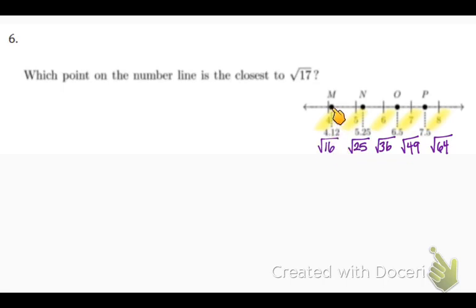So if you look at these numbers, they have 1, 2, 3, 4 numbers that they have written here on the number line. Of these 4 numbers, 7.5, 6.5, 5.25, and 4.12, the one that is closest to the square root of 17 is probably 4.12, since it's just a little bit bigger than 16. So I'm going to go ahead and say 4.12 is the number that's closest to the square root of 17.